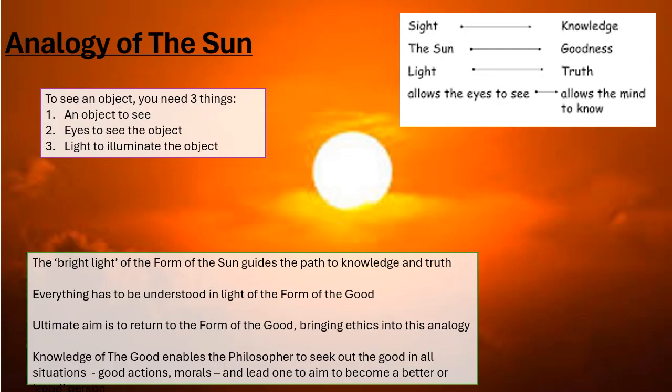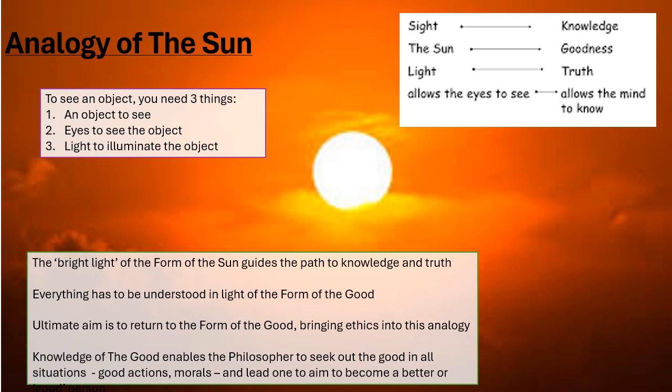So then we have the analogy of the sun, which really helps to explain the form of the good. So just like the sun illuminates things, just like you need the sun to actually see an object, just like our eyes rely on the sun to illuminate objects, we need the form of the good to illuminate knowledge, to illuminate truth. Everything is understood in the light of the form of the good. And the ultimate aim of philosophy, ultimate aim of human beings, is to return to the form of the good, to get to know the truth of the form of the good, and then to live that out, to reflect that in our ethics.